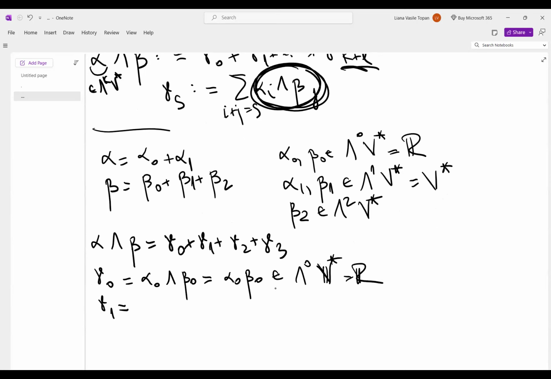The wedge product of alpha i and beta j, where i plus j is 1. So you'll have either alpha 0 wedge beta 1 or alpha 1 wedge beta 0. Now, again, this is a number, and the product of a number and a form means just the product.